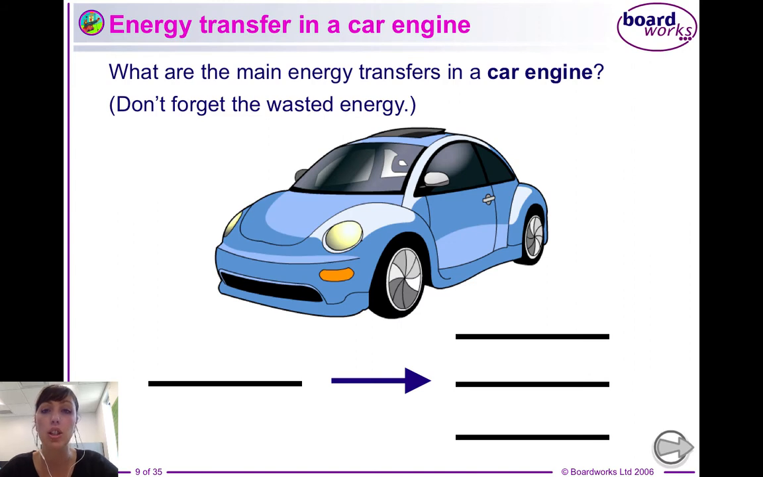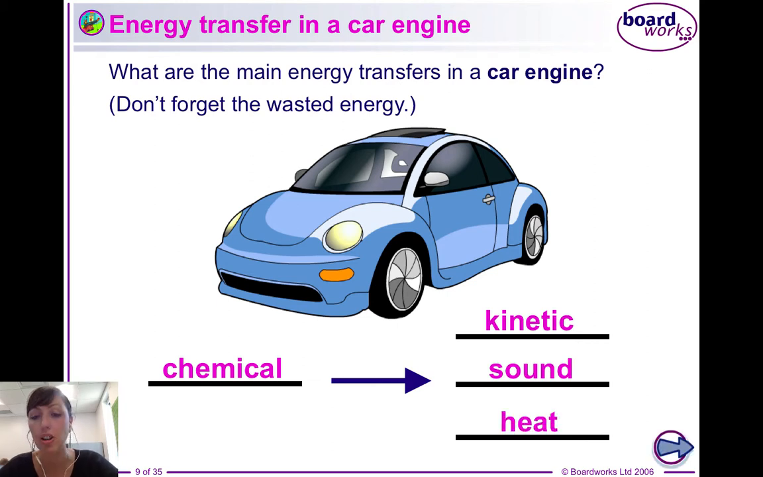Okay, what are the main energy transfers in a car engine? Okay, so chemical energy that you're getting from the burning or the combustion of fuel results in kinetic energy, which is movement of the car, sound energy, which would be considered wasted energy for most people, and heat energy, okay, also wasted energy.